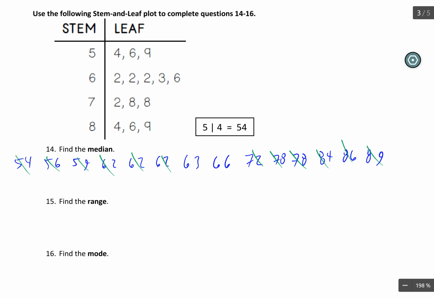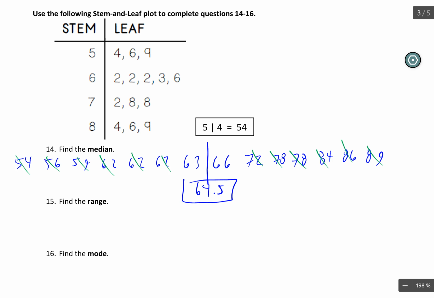So I have two numbers in the middle, 63 and 66. And so my median is right there in the middle. I have to find the mean of these two numbers, or what number is exactly in the middle of these two numbers. So 63 plus 66 is going to give me 129. 129 divided by 2, or the number exactly in the middle, is 64.5. So my median is 64.5.